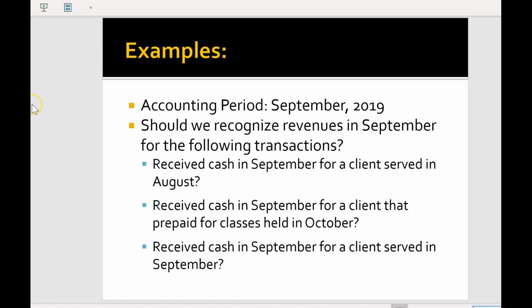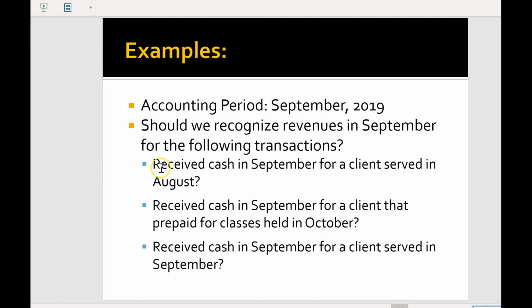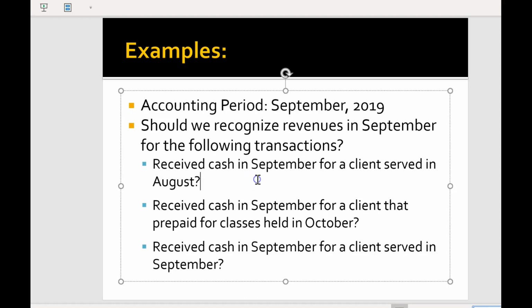Okay. Now going back to my previous slides, when do we recognize revenue? When it's earned, right? So if we receive cash in September for a client that we served in August, we didn't earn the revenue because we didn't provide the service in September. Therefore, we should not be recognizing revenue in the current accounting period, which is September, because it's already earned in August because the service is provided in August.